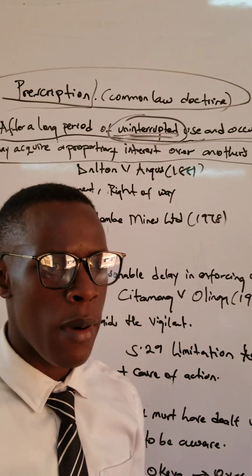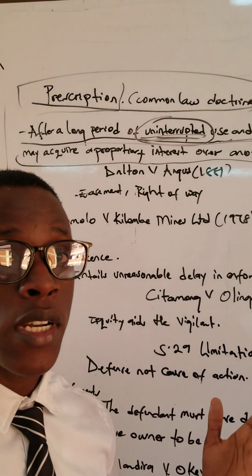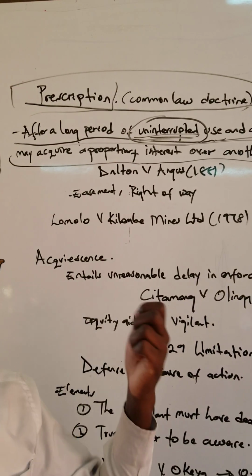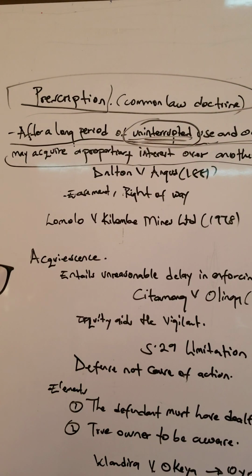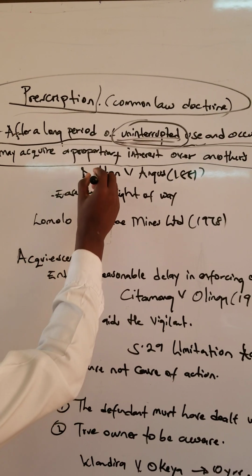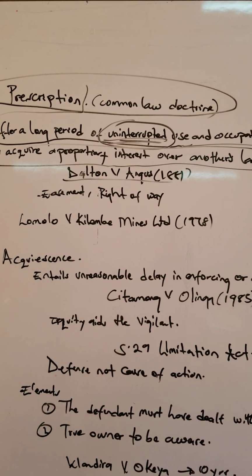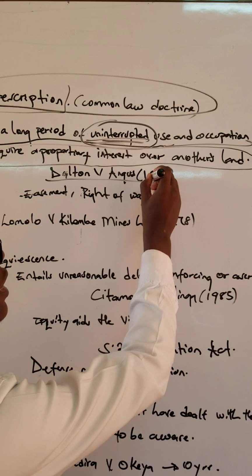Basically the time frame is normally 20 years under prescription. Normally, they say 20 years. So put that in mind, 20 years basically. There's a case of Dalton versus Angus of 1881.